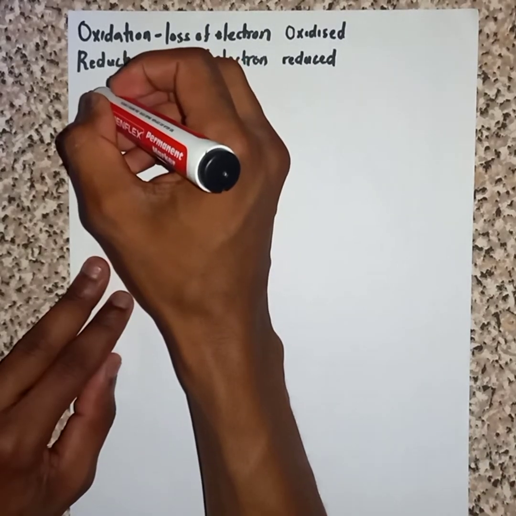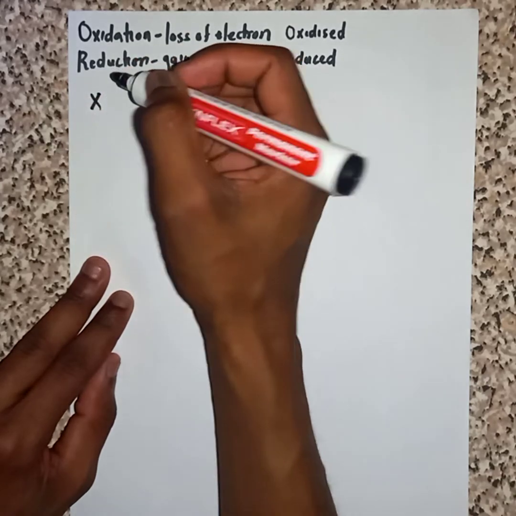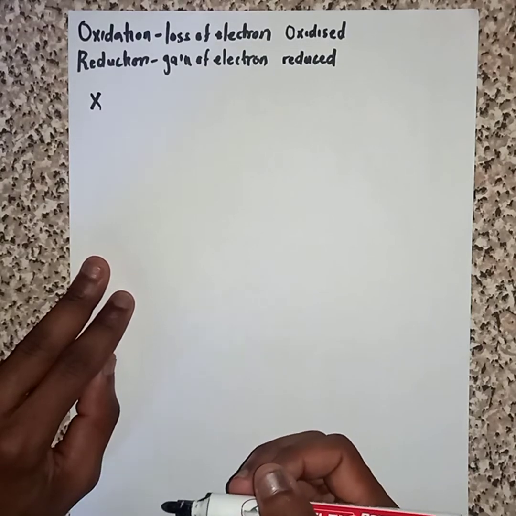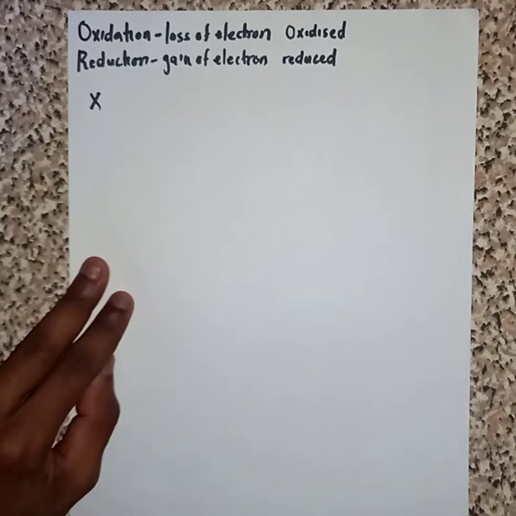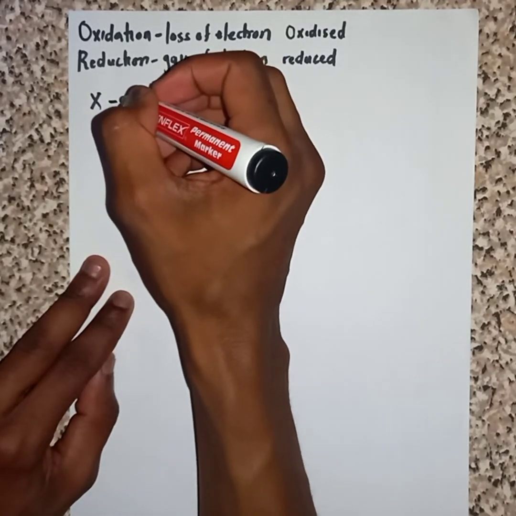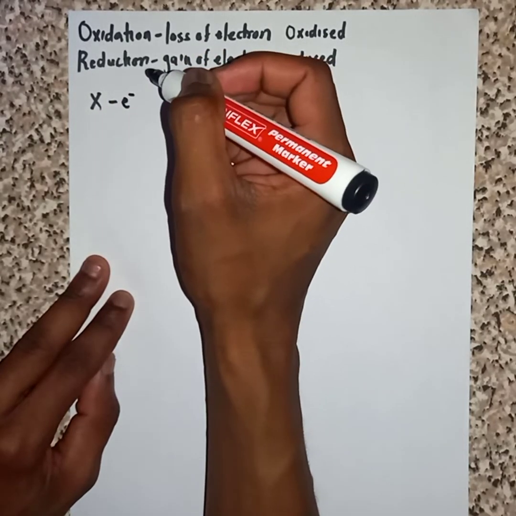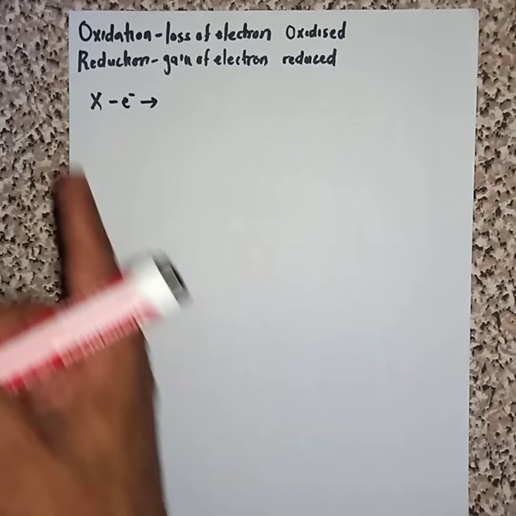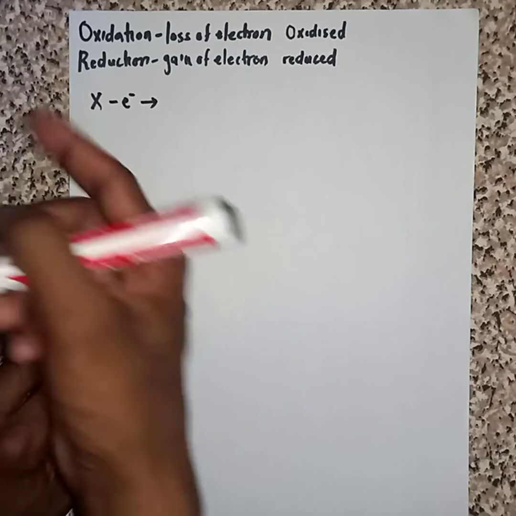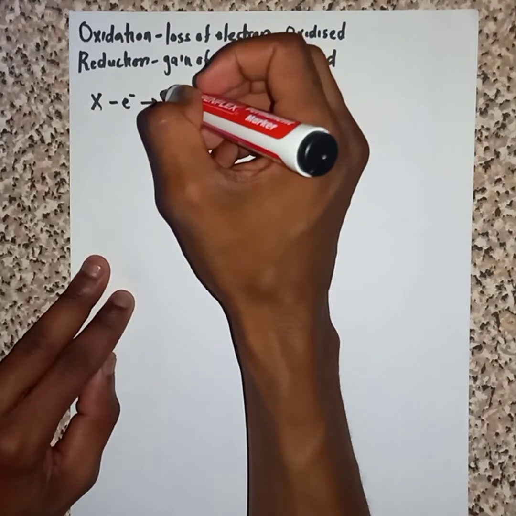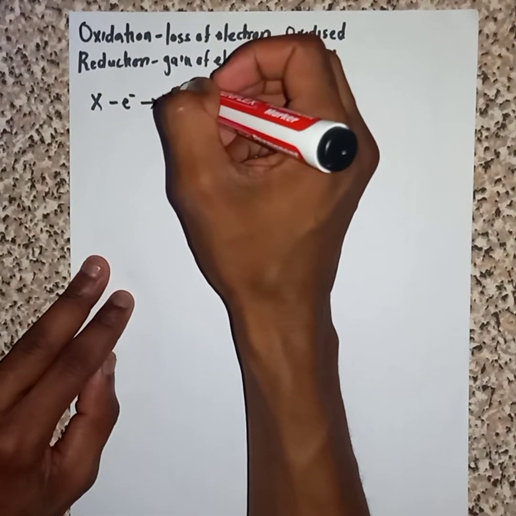Let's say I have an atom X, which is neutral, by the way, then I remove only one electron from this one. Then what do you think the charge will be? At first it was neutral. Then I only remove one electron. Then it will become positive.